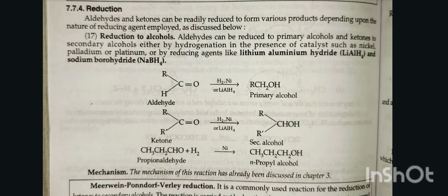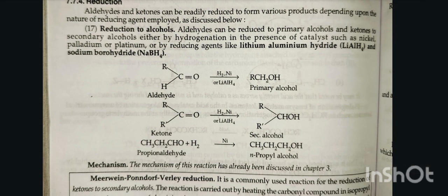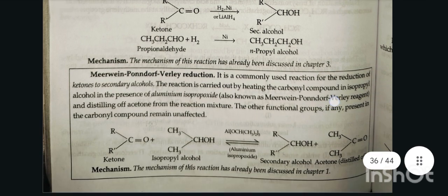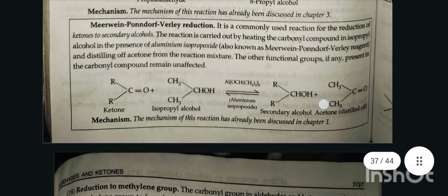Reduction. Aldehydes and ketones can be readily reduced to form various products depending upon the nature of the reducing agent employed, as discussed below. 17. Reduction to alcohol. Aldehydes can be reduced to primary alcohols and ketones to secondary alcohols either by hydrogenation in the presence of catalysts such as nickel, palladium or platinum, or by reducing agents like lithium aluminium hydride and sodium borohydride. The mechanism of the reaction has already been discussed in chapter 3.